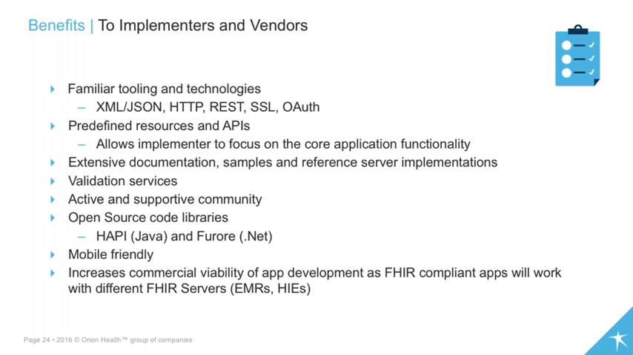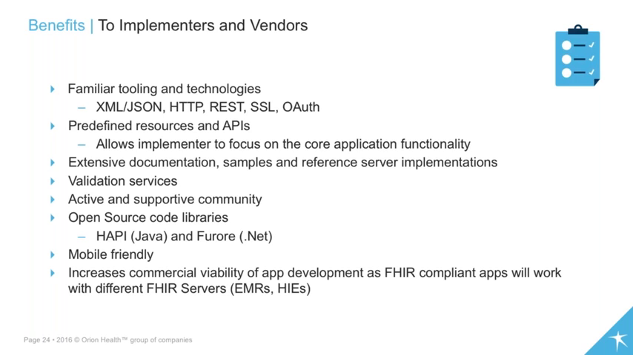Extensive documentation, samples and reference server implementations. So again, developers love samples. Every single resource in FHIR has got multiple samples, and those samples are cross-checked. We have a build process which ensures that all of the samples are accurate and correct when they go up. We offer validation services. I've talked about the active and supportive community. There are source code libraries available with both Java and .NET, but also in other languages such as PHP and Swift. There's even a JavaScript one out there. These are all things that a developer can pick up and use and make it easier to develop the functionality that they want to develop.